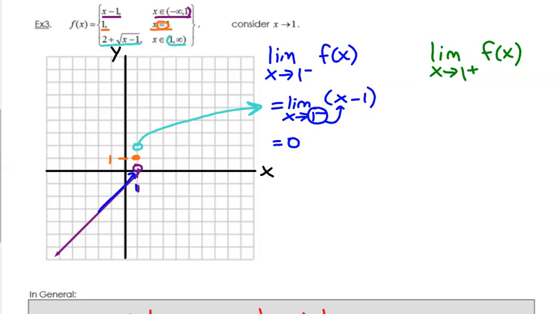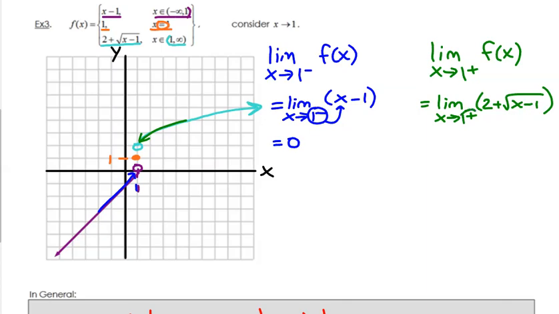Okay, let's try out the other side. Now I'm going to start approaching from the right-hand side of 1. Approaching from the right-hand side of 1 goes along the other function, because the other function seems to be able to come from the right, going down that way. So that means we're using the turquoise function: the limit as x approaches 1 from the right-hand side of the turquoise function, which is 2 plus root x minus 1.